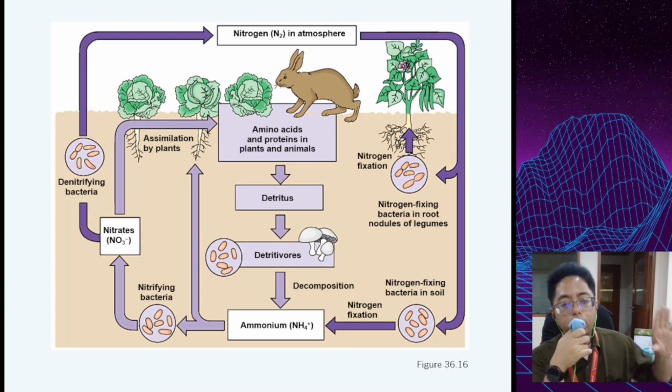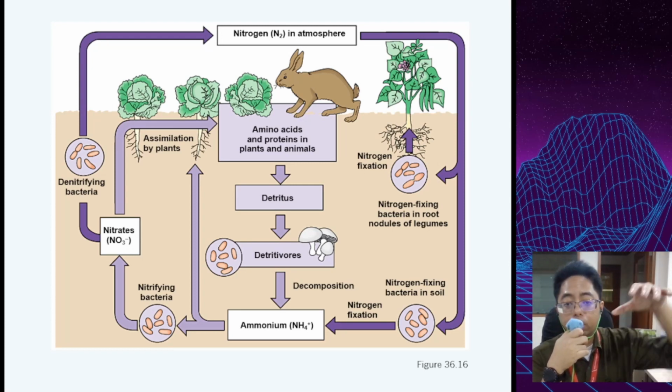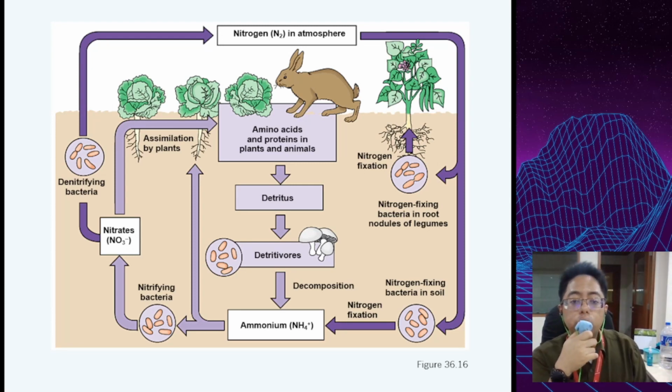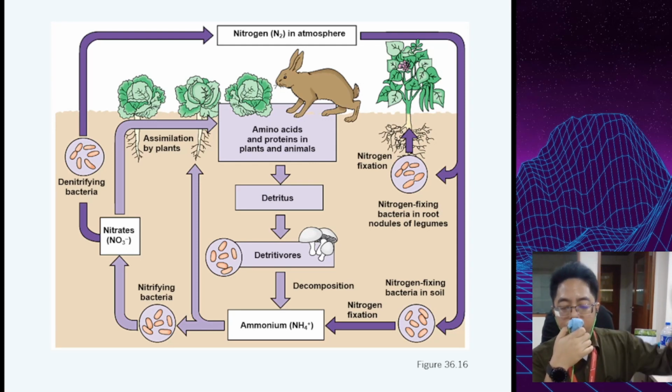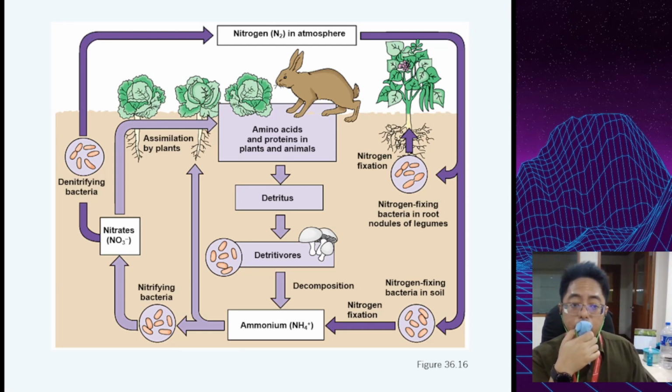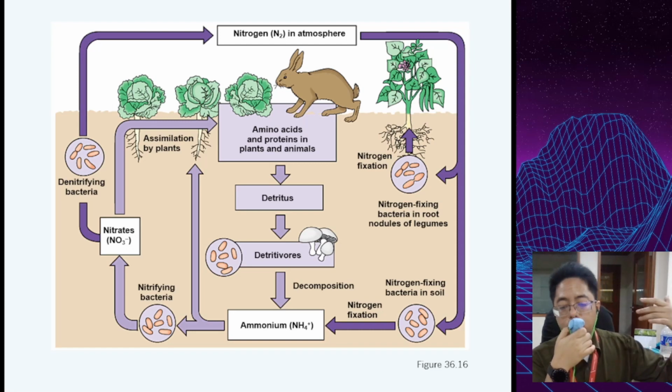So this N2 gas in the atmosphere, how can it get into the ground? It is due to the nitrogen fixing bacteria in root nodules of legumes. So they will turn this N2 gas into ammonium. Okay, so it is due to nitrogen fixation. So that's how nitrogen goes from the atmosphere to the soil and to the animals, to the plants, and back to the atmosphere again.